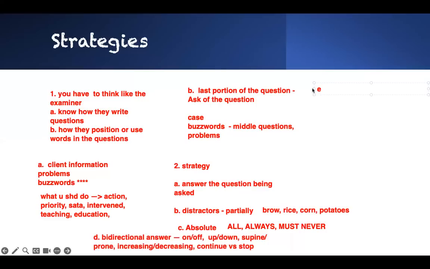E, look for odd answers. What I mean is, if everything is saying the same thing, for example, they're not using the right word, but they're doing the same thing. Exercise. Let's use an example: exercise 3 times a day, exercise 4 times a day.